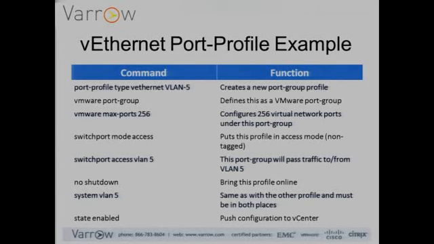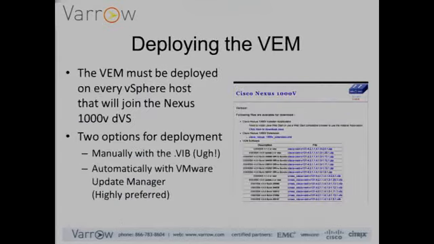If you swear to me that your control VLAN is correctly trunked all over the place and you're still not seeing correct configuration, odds are you're missing your system VLAN command somewhere. And finally, state enabled.